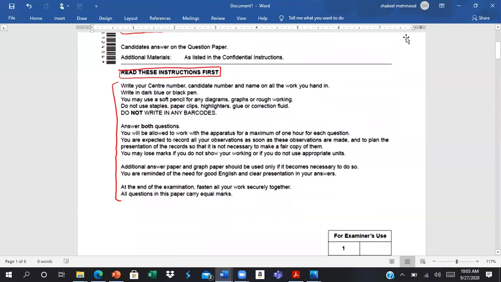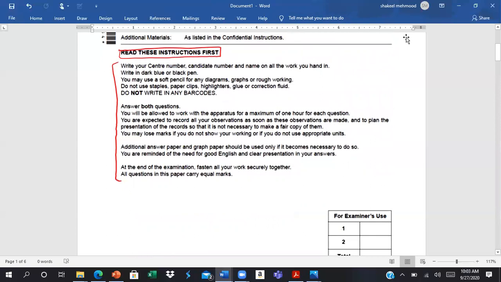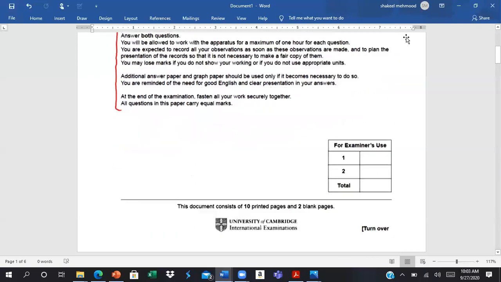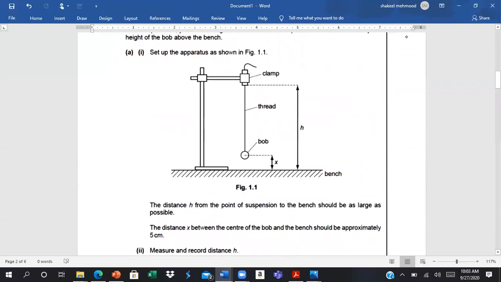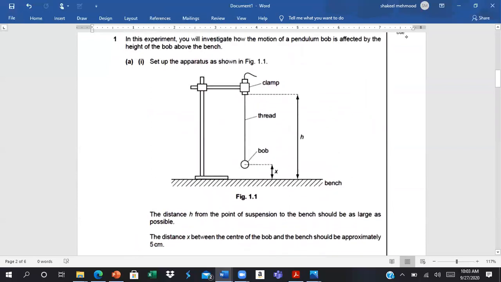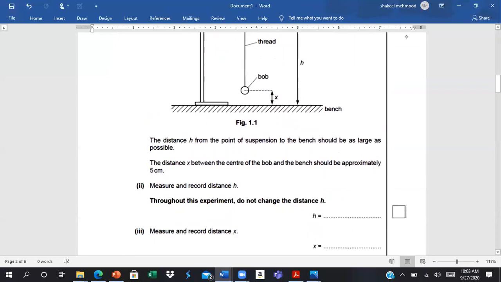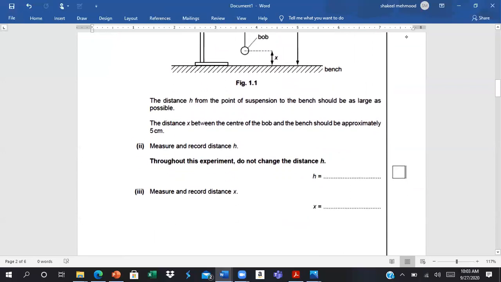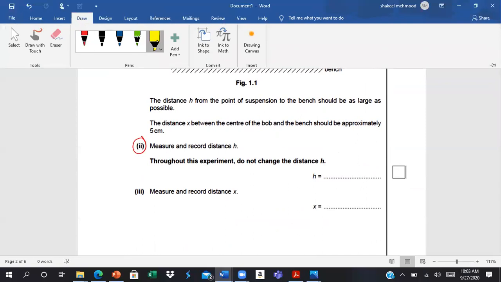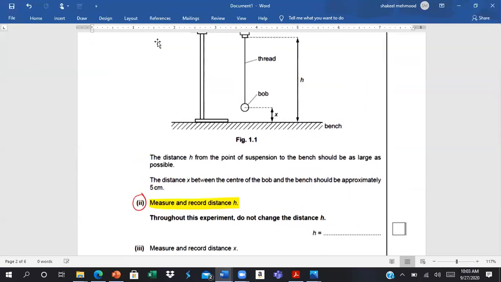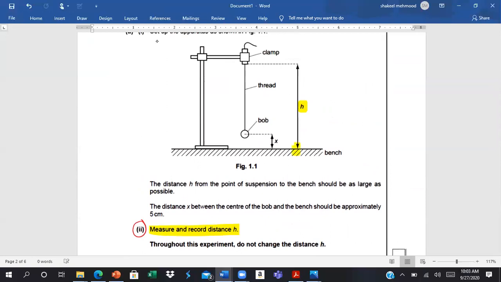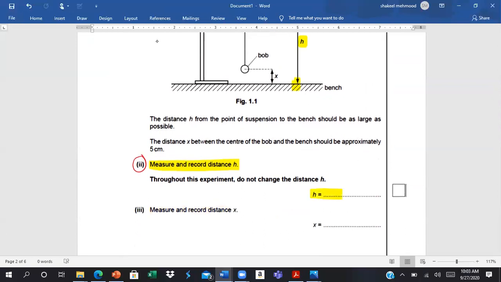Okay, then the things that you require in this paper are, of course, a blue or black pen, a lead pencil, sharpener, eraser, a ruler, and a calculator, of course. Let's move on to part one. After setting up the apparatus as shown in the figure, you need to take some measurements. So the first measurement is the height. So measure and record the height h. So this is height h, which is between the ground and the top end of the string. So you have to measure this and you have to express your answer over here.